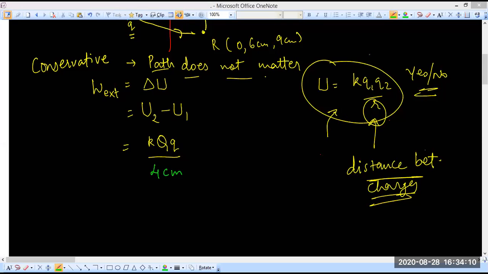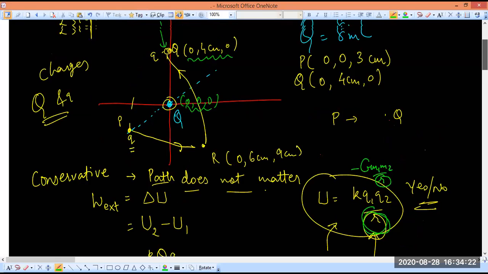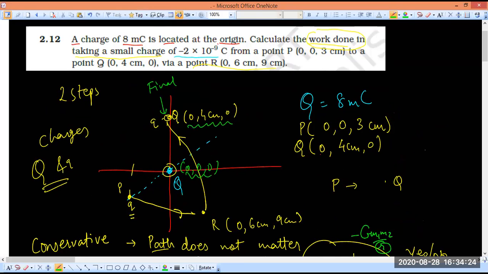See, just like it was in gravitation, G m1 m2 by r with a minus sign. What does r mean? Distance between masses. Just like that, here r means distance between charges, right? Not distance traveled, not displacement. Finally, this charge q is here, and this capital Q is at the origin. How much is the distance between (0, 4) and the origin (0, 0)? Obviously 4, right? Why are you worrying about this right now? Clear?